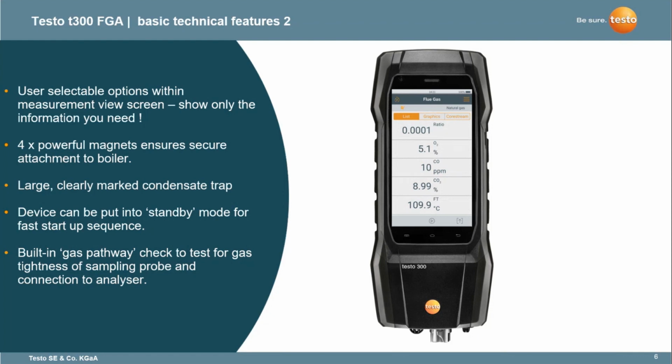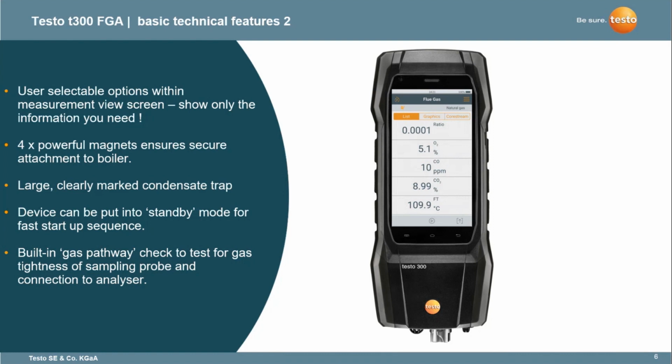From an operational point of view, you can either have the unit fully switched off between jobs, or you can put it in a standby mode, a bit like your phone, where you can put it into a sleep mode. That really means that when you get to your next job, rather than having to go through the startup sequence, you can literally just take it out of sleep mode and be up and running within seconds and ready to measure.